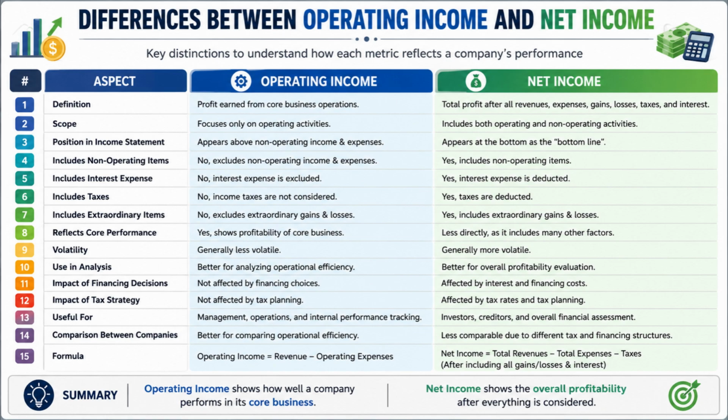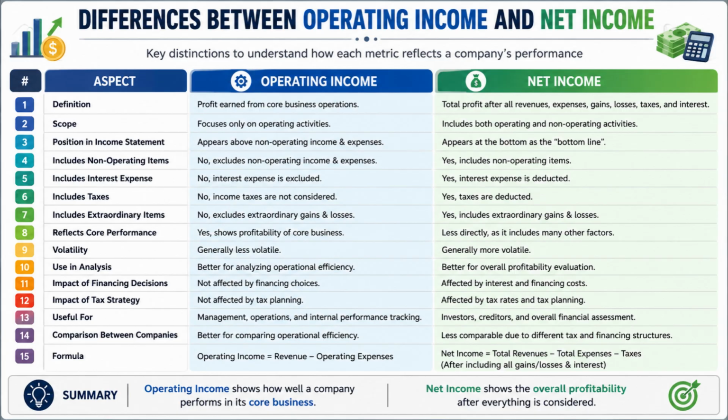Number 13. Operating income is primarily useful for managers and internal performance evaluation, whereas net income is widely used by investors, lenders, and external stakeholders. Number 14. Operating income allows easier comparison of operating performance between companies, whereas net income may be less comparable because of differences in financing structures and tax policies.